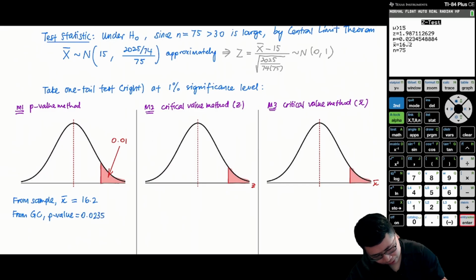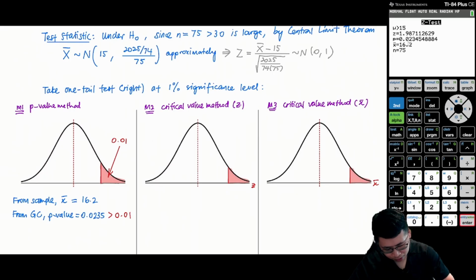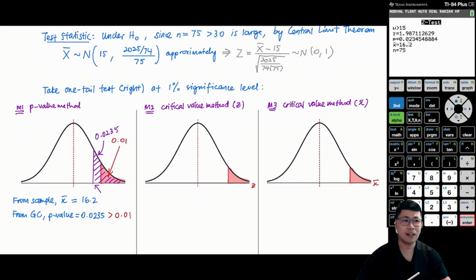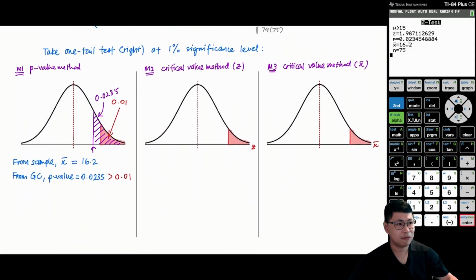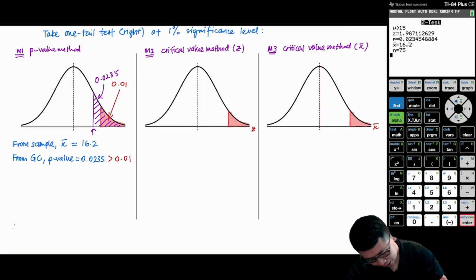0.0235. This is more than 0.01, which tells me that the area over here is more than the area shaded. So this area is 0.0235, and this tells me that this data lies outside the rejection region. Because of that, the decision that we'll make from this test is that we do not reject our null hypothesis.